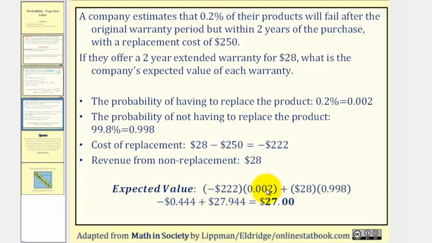So this first product comes out to negative $0.444. The second product comes out to $27.944. Finding the sum here, notice how the result, or the expected value, is $27. Which means as they sell more and more warranties, the expected value or extra revenue would be $27 per warranty sold.